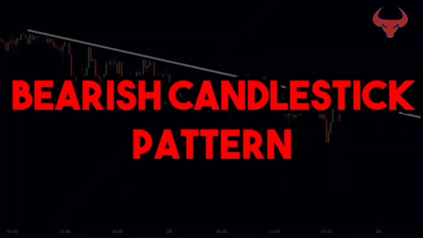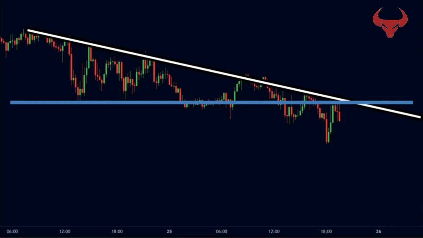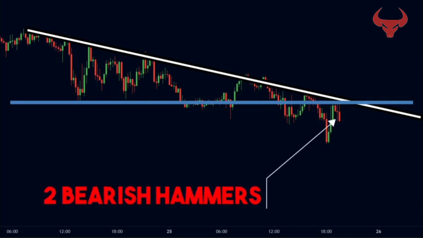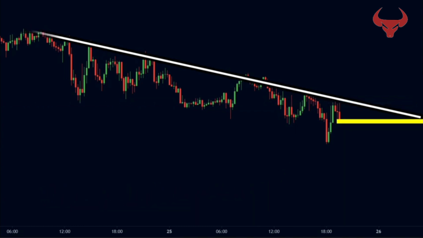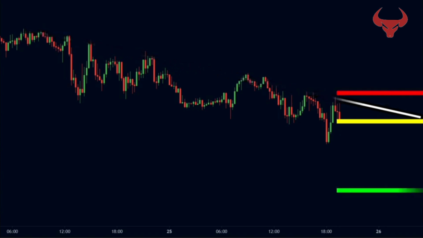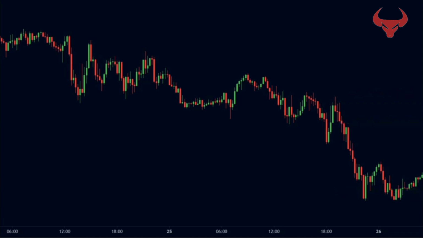So we wait for a bearish candlestick pattern to appear. As you can see here, two bearish hammer candles appear in quick succession. This is a perfect opportunity, and we sell the stock here. We keep our stops above the trend line. Subsequently, we keep our targets at 2:1 risk-reward ratio. And as you can see, the market gave a sharp sell-off after our entry.